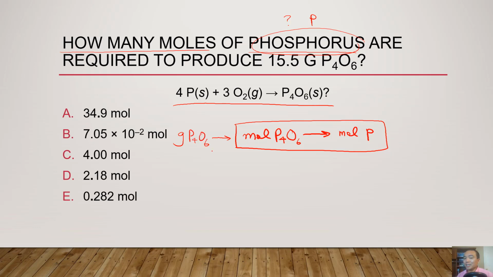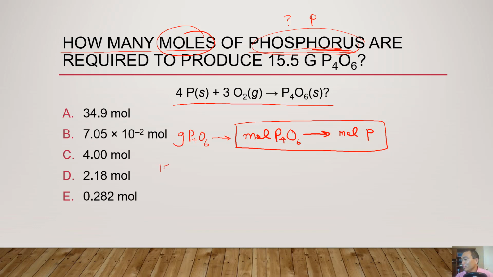P4O6. To the right side, do you need to extend it? Then we look at the question. It's asking you how many moles of phosphorus. So we already have moles here. Look at that. We already have moles here. So we do not need to further extend to the right side. So that's the reasoning. Now let's solve the problem.